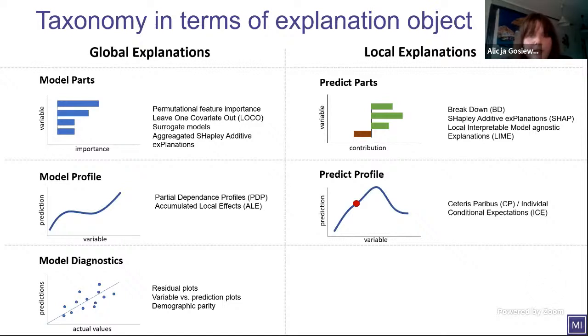Okay, and the last one are predict diagnostics explanations. Here we evaluate the model from the perspective of a single observation. So, for example, we may look at an observation and its neighbors and compare the density of residuals for the observation and its neighborhood with the density of residuals for the whole data set.